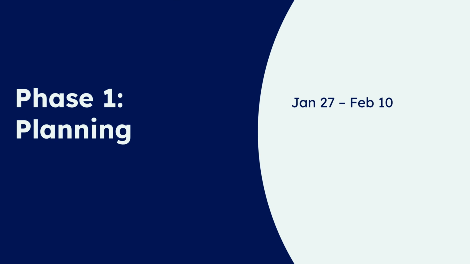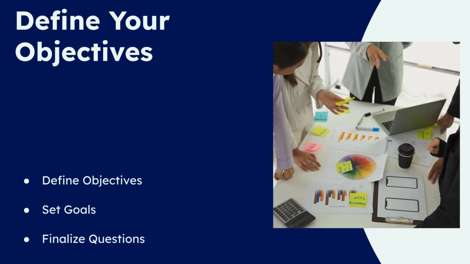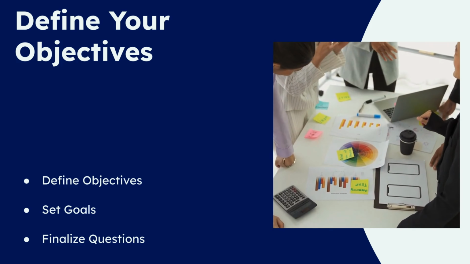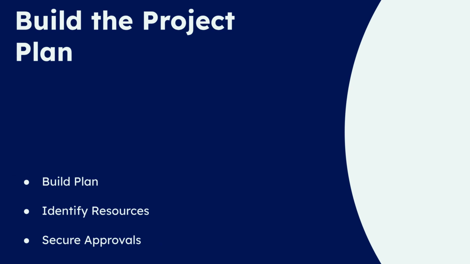Phase 1, spanning January 27th to February 10th, is all about planning and preparation, laying the necessary foundation. Start by defining your objectives, breaking them into smaller goals, and finalizing your core research questions. Next, build a complete project plan with milestones. Identify resources like databases, software, and secure any necessary ethical approvals.